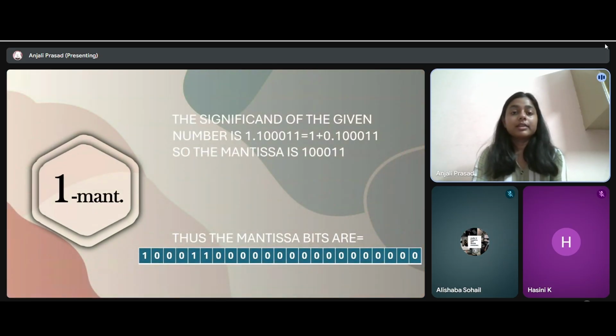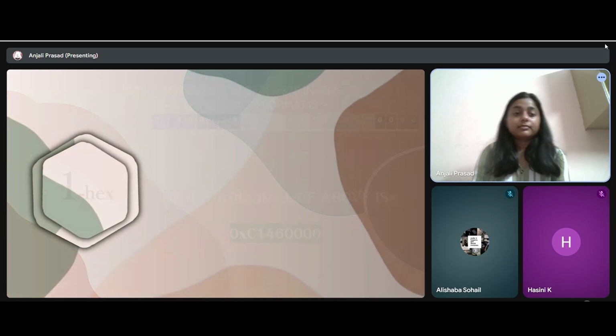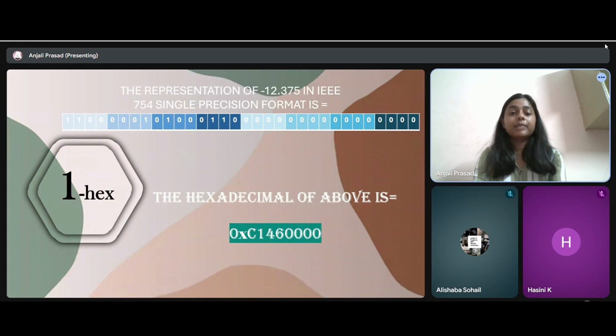Now we are going to represent the mantissa. The significand of the given number, which was written in base 2, was 1.10011, which can be written as 1 plus f, where f is our mantissa. And thus the mantissa bits will be 10011, anything that comes after the binary point. So the 23 bits of the mantissa are written as follows on the screen. And then we will bring them all together to give our IEEE single precision format of the given number representation.